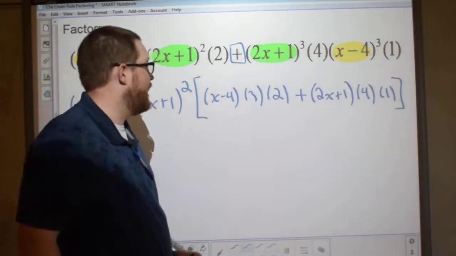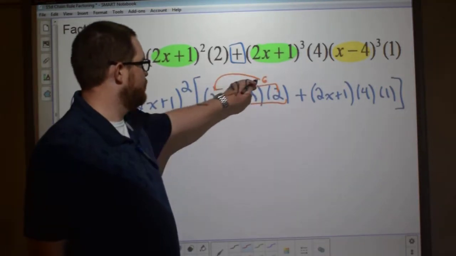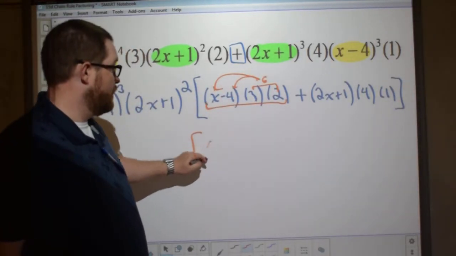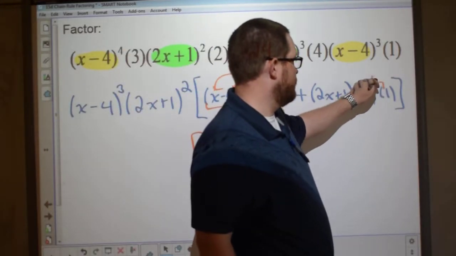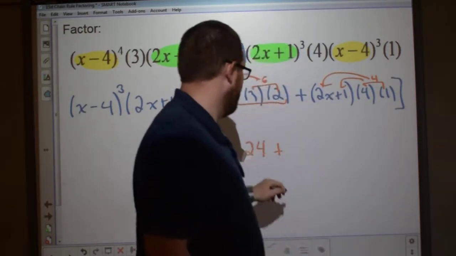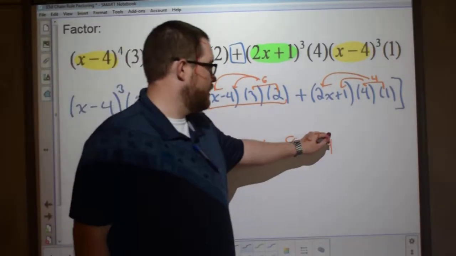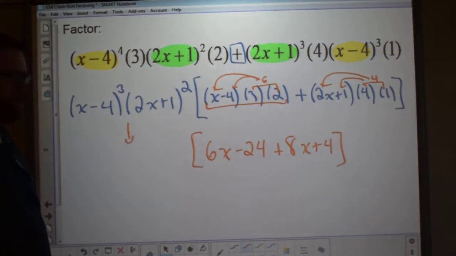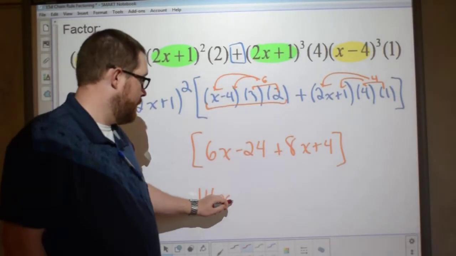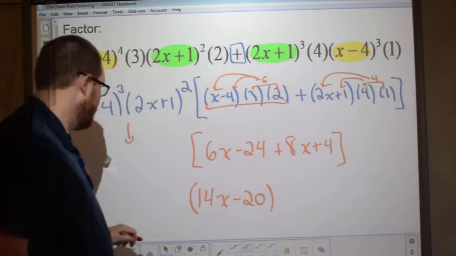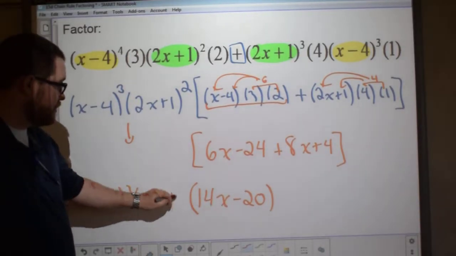Now let's clean up the inside. Let's multiply all of this together. Well, this is 6. Distributed in will get you 6x minus 24. Plus, this is 4. Distributed in will get you 8x plus 4. Cleaning that up a little bit will get you, oh, by the way, I should rewrite this, but I'm going to be lazy. Just remember it's out there. 14x minus 20. I still have my x minus 4 to the third, my 2x plus 1 to the second.